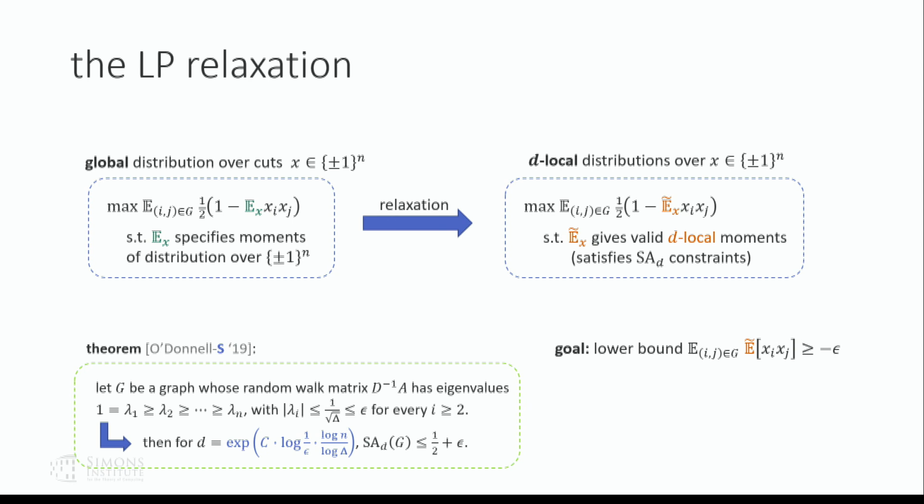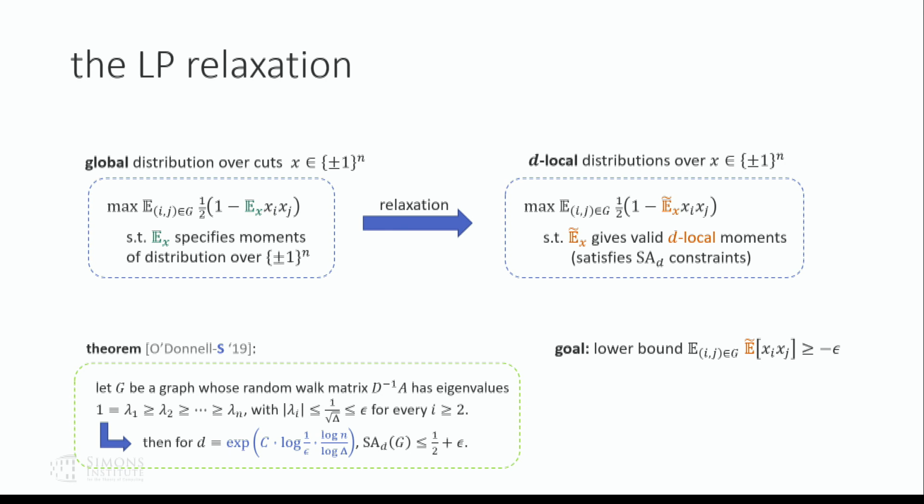Basically, our goal is to lower bound the expectation over an edge in the graph of the pseudo-correlation of two variables. This is like the objective value of the LP.